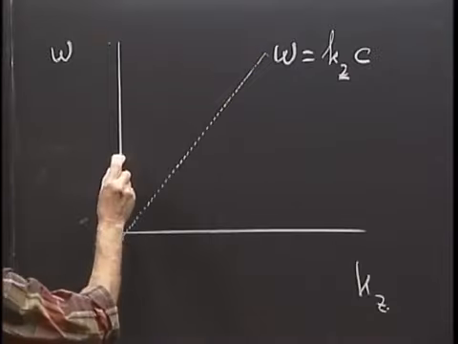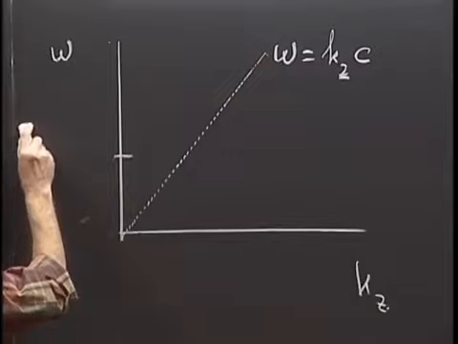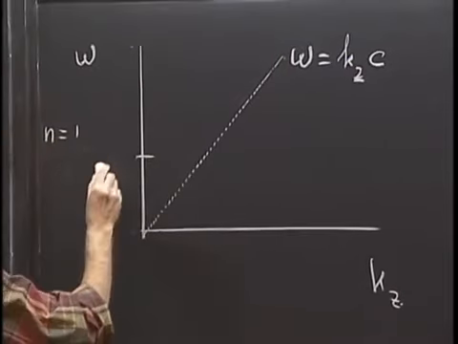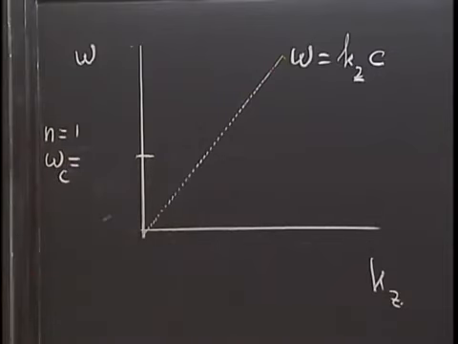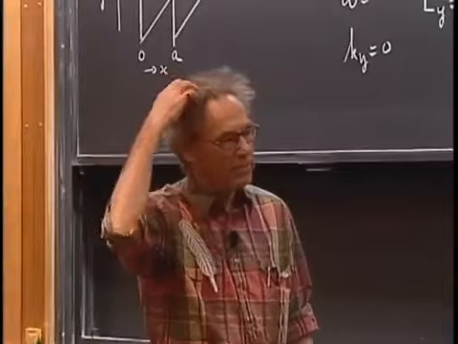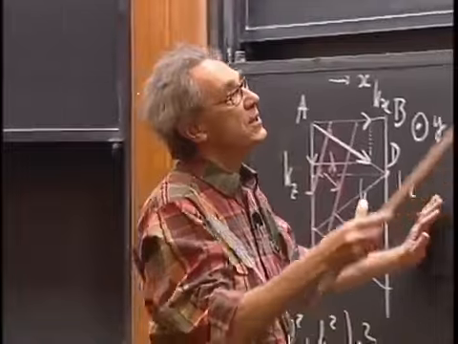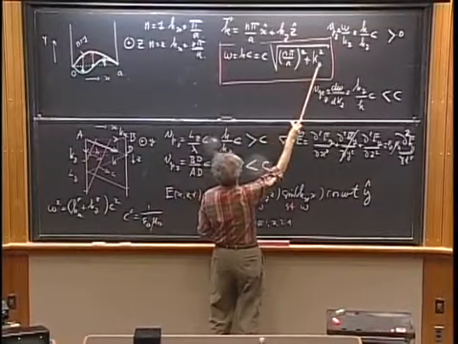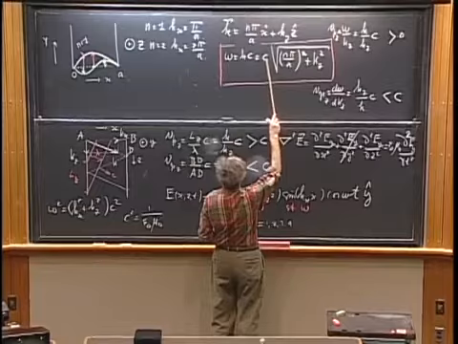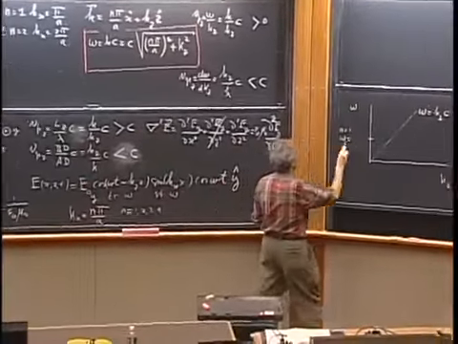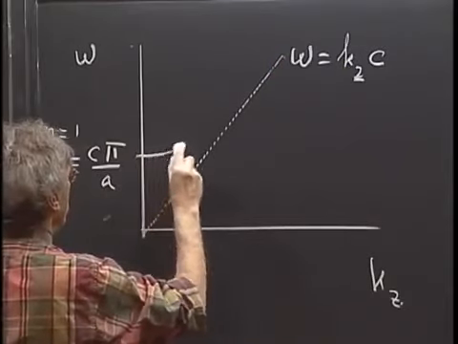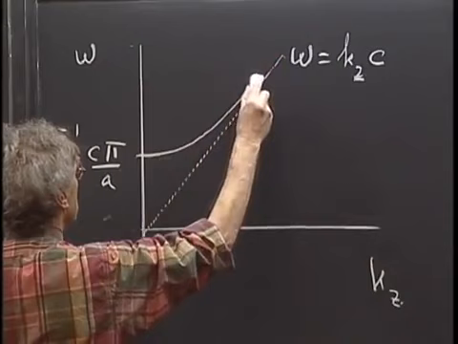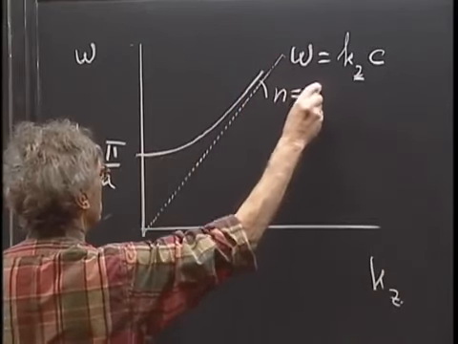What we have is that there is here, for n equals 1, a particular frequency, omega c, we call that the cutoff frequency, below which no radiation can go through the gap. And that cutoff frequency is when n equals 1 and when kz becomes 0, and so that is c times pi over a. And this curve then, for n equals 1, goes like this. So this is n equals 1.